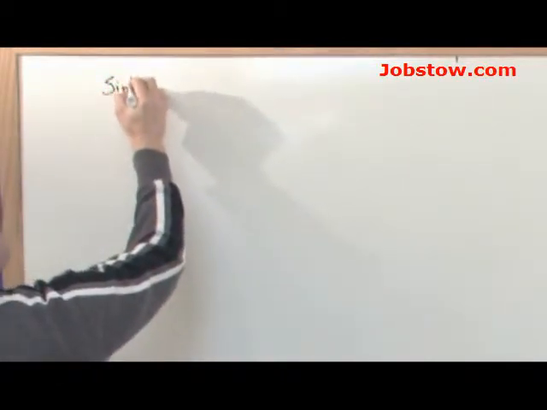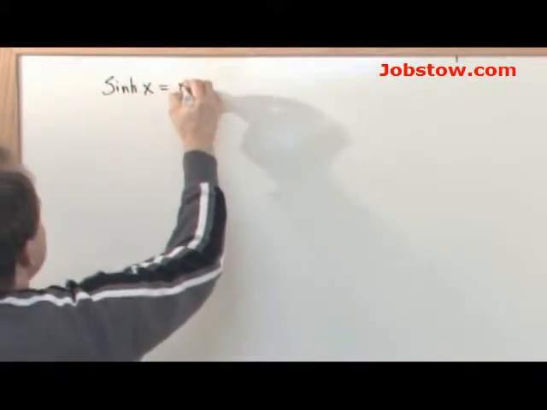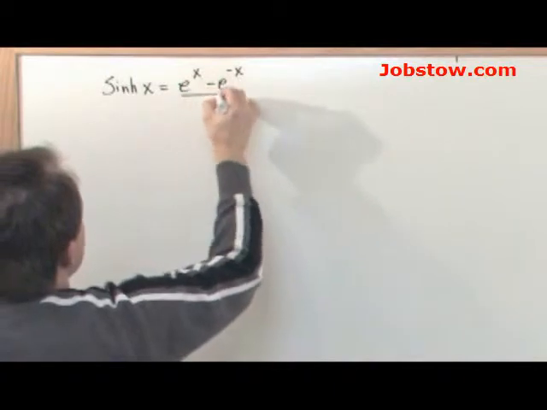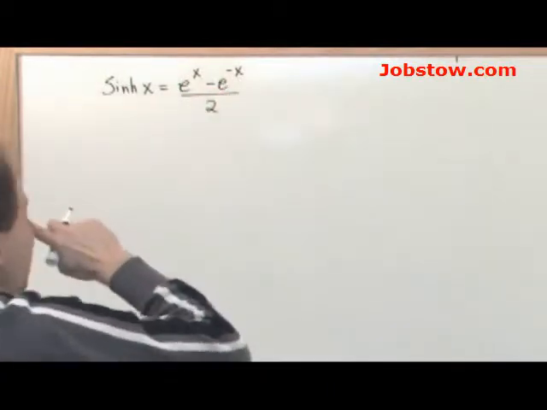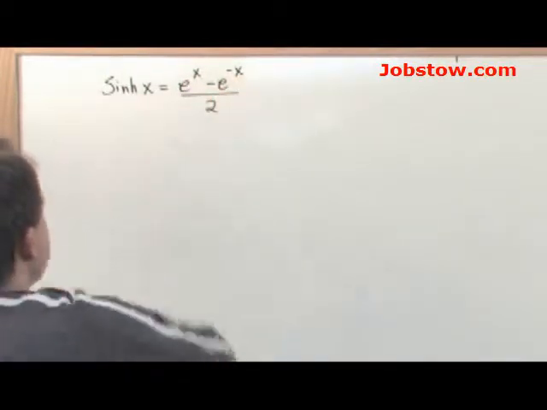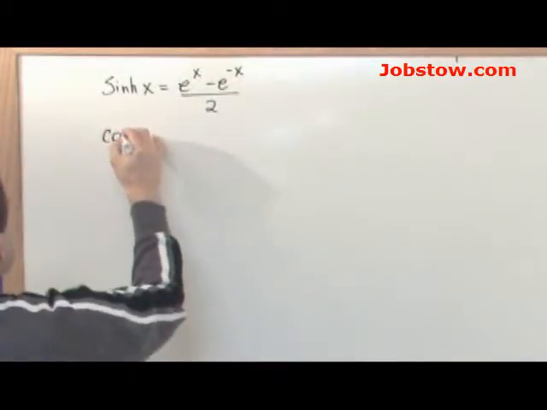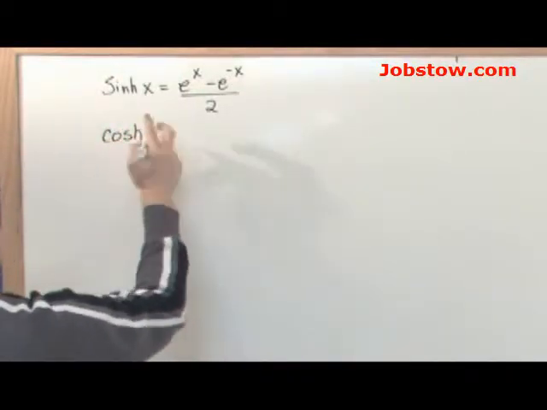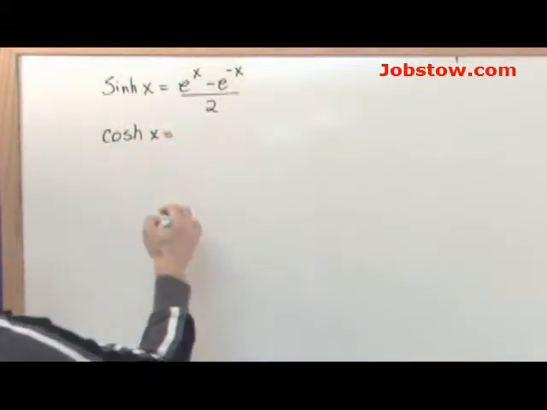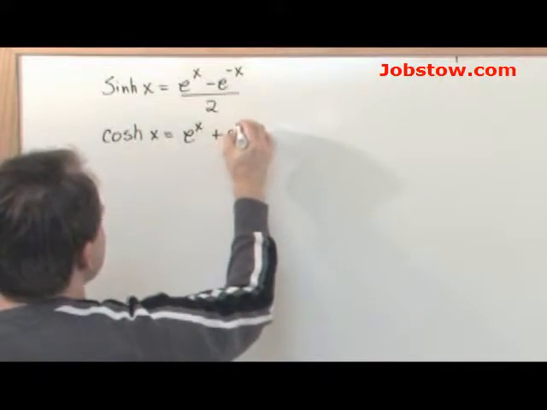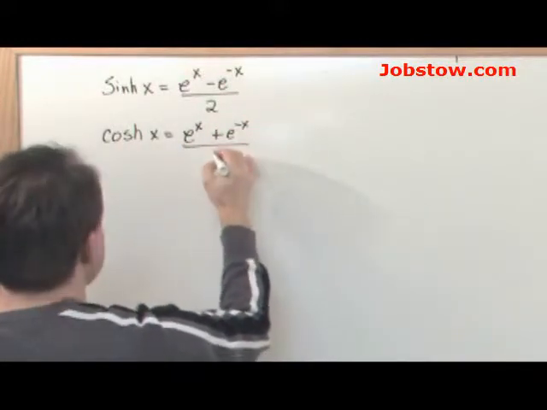The hyperbolic sine of a number is e to that number minus e to the negative x, over 2. If you take a number and plug it in here, you will be evaluating what we call the hyperbolic sine. The hyperbolic cosine, C-O-S-H, which means hyperbolic, is a very similar function. It's e to the x plus e to the minus x over 2.